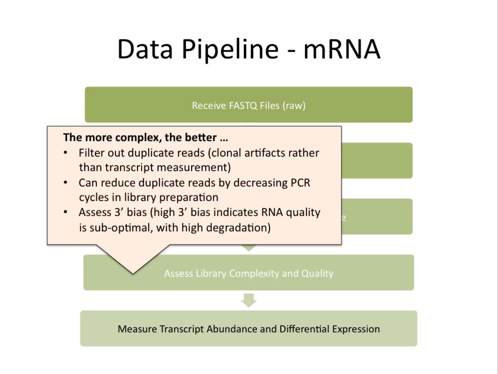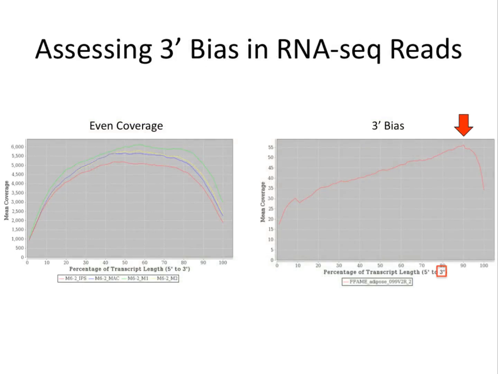Another quality measure we examine is 3' bias, which is indicative of RNA degradation. This may affect the confidence you have in your data. The graphs here represent read coverage along the length of transcripts. Even coverage is represented in the graph on the left, where you can see that the 5' and 3' ends are represented fairly equally. The graph on the right is an example of having more reads on the 3' end, which may not be suitable for analysis.